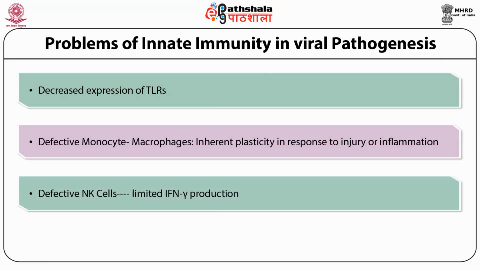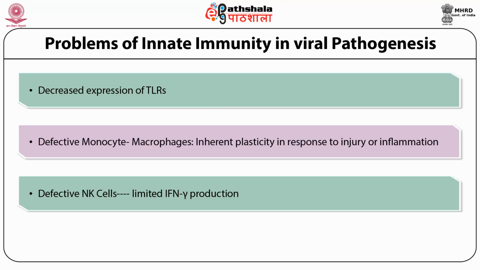Defective NK cells. How are they defective? Because they don't produce interferon gamma. They have limited secretion of interferon gamma. So those three cells are innate immune cells, and these have problems during viral infection.